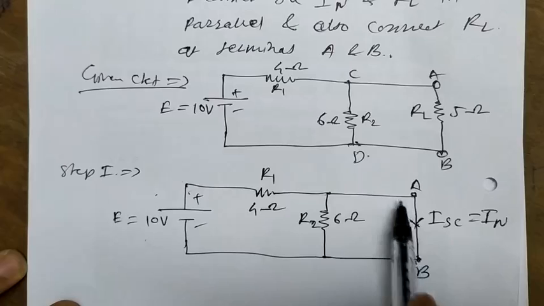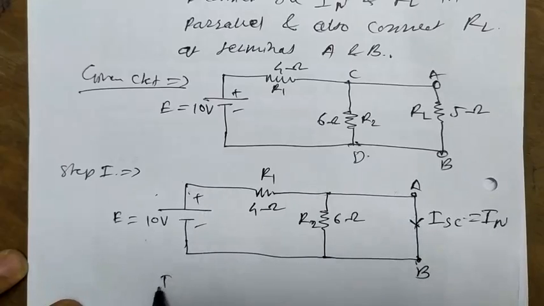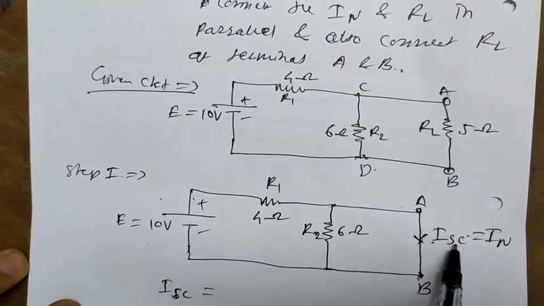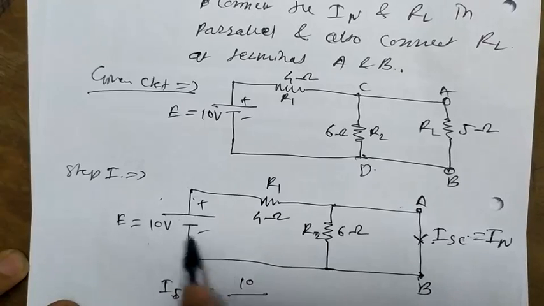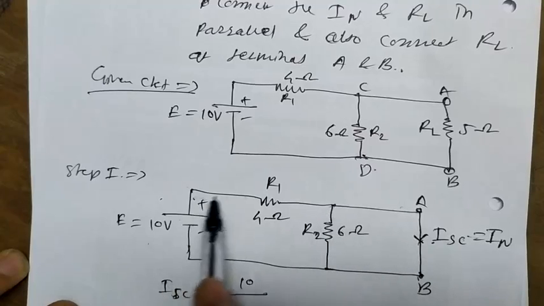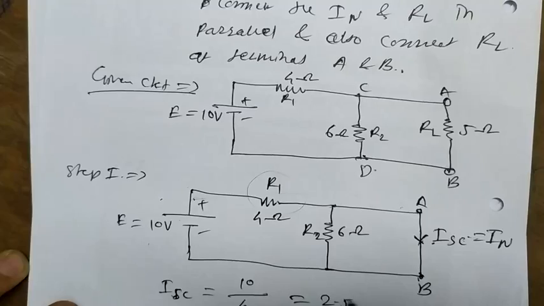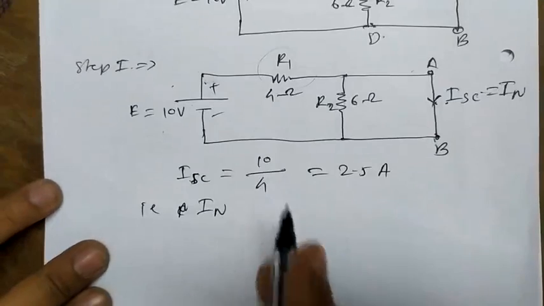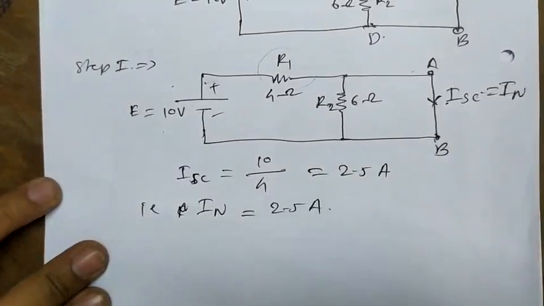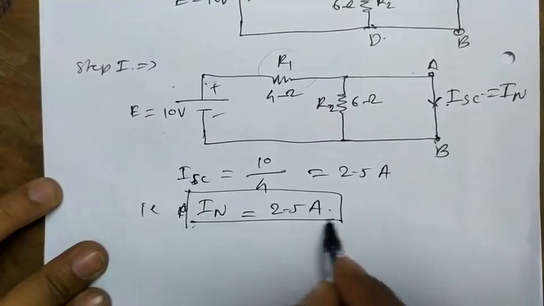What is the IN? That is ISC here. Short circuit current will be equal to voltage upon resistance. What is the voltage? Here 10 volt. What is the resistance? The current will flow through this short but not through R2. It means that the resistance of this circuit will be only R1, that is equal to 4 ohm, so the current is 2.5 ampere. That is IN, IN equal to 2.5 ampere. Now we have this value of IN here.